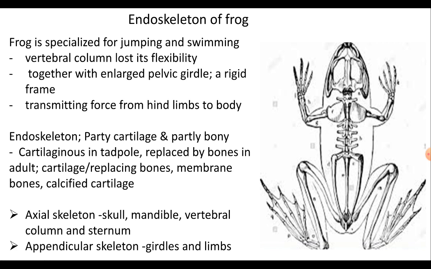And in certain areas the bones are developed from the dermis or the skin, where there is no history of pre-existence of cartilage, and such bones are called membrane bones. And certain areas of the endoskeleton parts have been calcified, that means they are impregnated by calcium salts, hence such bones are called calcified cartilage.